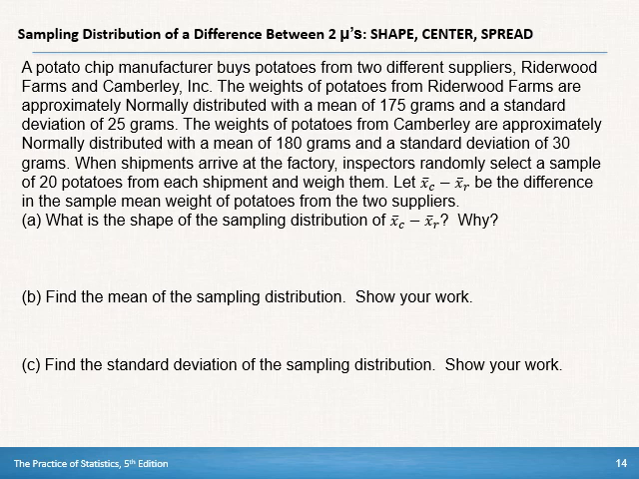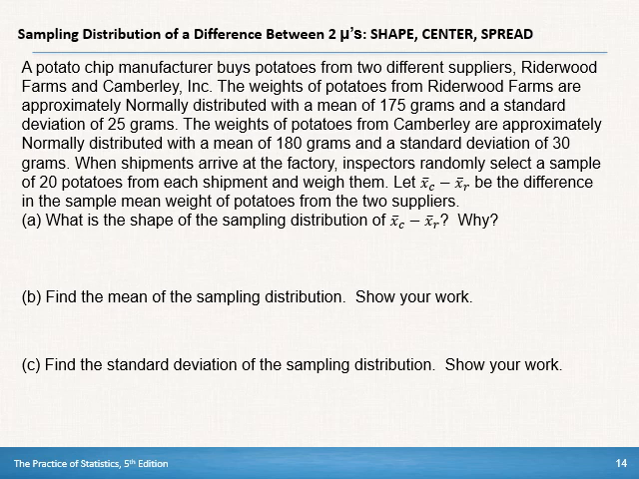The weights of the potatoes from Camberley are approximately normally distributed with a mean of 180 grams and a standard deviation of 30 grams. And again, we're assuming we know the population parameters there as well. All right, when shipments arrive at the factory, inspectors randomly select a sample of 20 potatoes from each shipment, and then they weigh them. Let X bar sub C minus X bar sub R be the difference in the sample mean weights of the potatoes from the two suppliers.